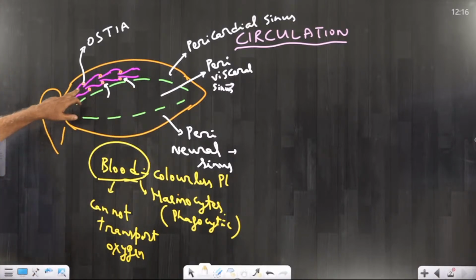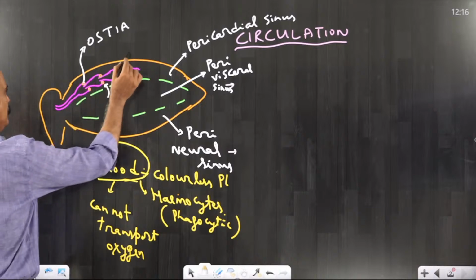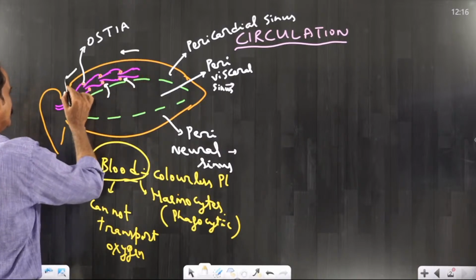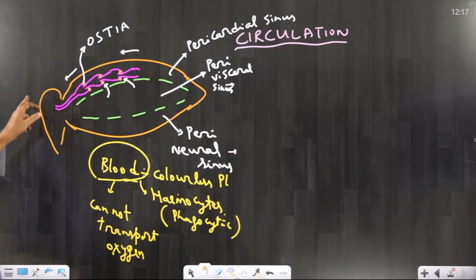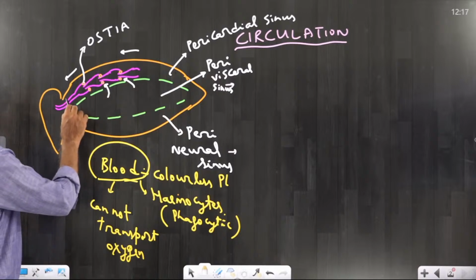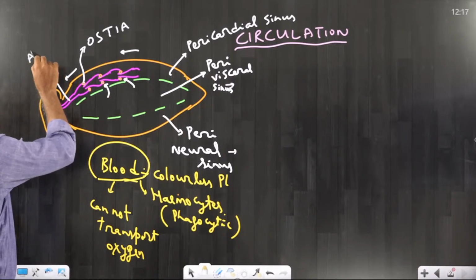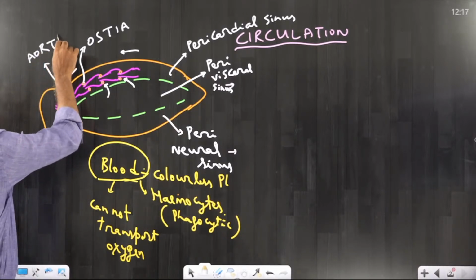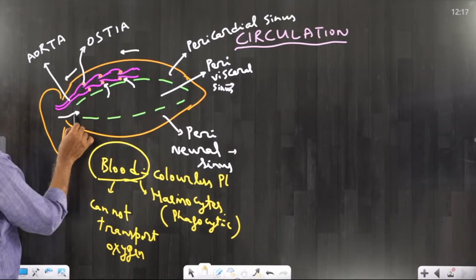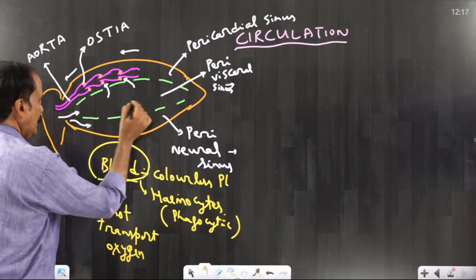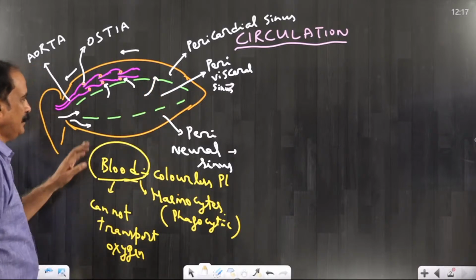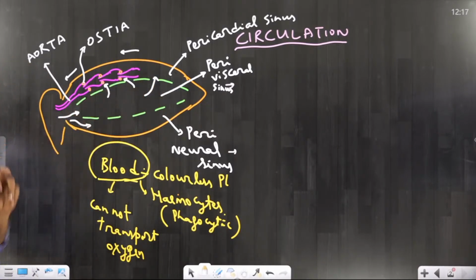Now once blood enters into heart chambers, blood is pumped anteriorly. Blood gets pumped from posterior to anterior. Blood comes to the head sinus, and from the head sinus blood is again pumped back into perivisceral and perineural sinus, and because of the contraction of the muscles called alary muscles, it is again pumped back into the pericardial sinus, then it goes into heart.